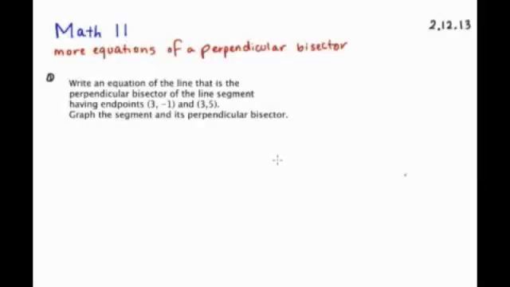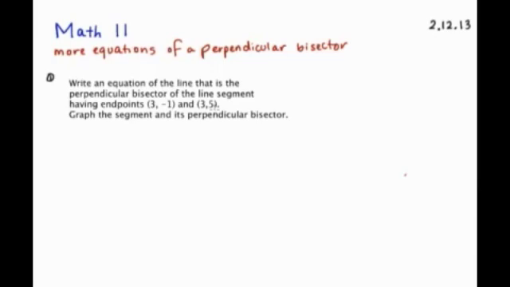Hey, what's up guys? Welcome to Math 11. I know I already did a video on equations of a perpendicular bisector as a preview, but now that we actually have some homework, and homework's the main thing that we must be concerned with, right? So we're going to do some actual problems now. I already have number 1 on the screen for you.